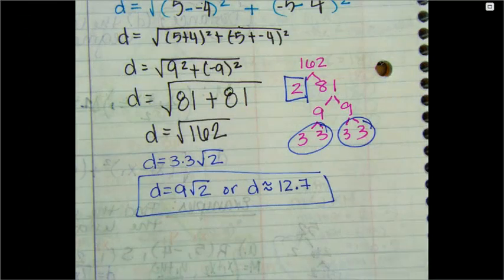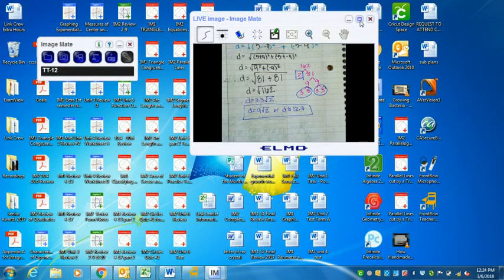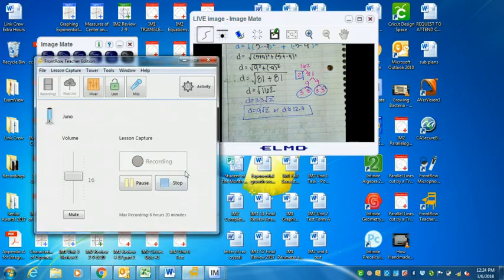Midpoint and distance, I think, on the whole worksheet needs to be on a separate sheet of paper. You need to fold your paper into quarters or halves.